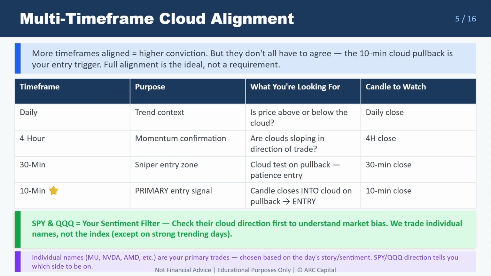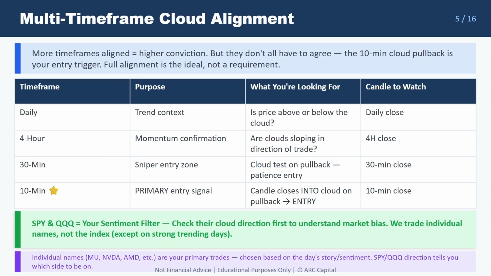So for the 4-hour time frame, the purpose is momentum confirmation, right? Are you getting cloud bounces on the 4-hour? Are we in the middle of breaking out of the cloud, right? What are you looking for? Are the clouds sloping in the direction of the trade, right? If you're in calls, are they going upwards? Are they still expanding? Are you starting to see a flip on them, right? And what you're watching for is those 4-hour closes, right? 4-hour closes, you should be looking at the close and the open.